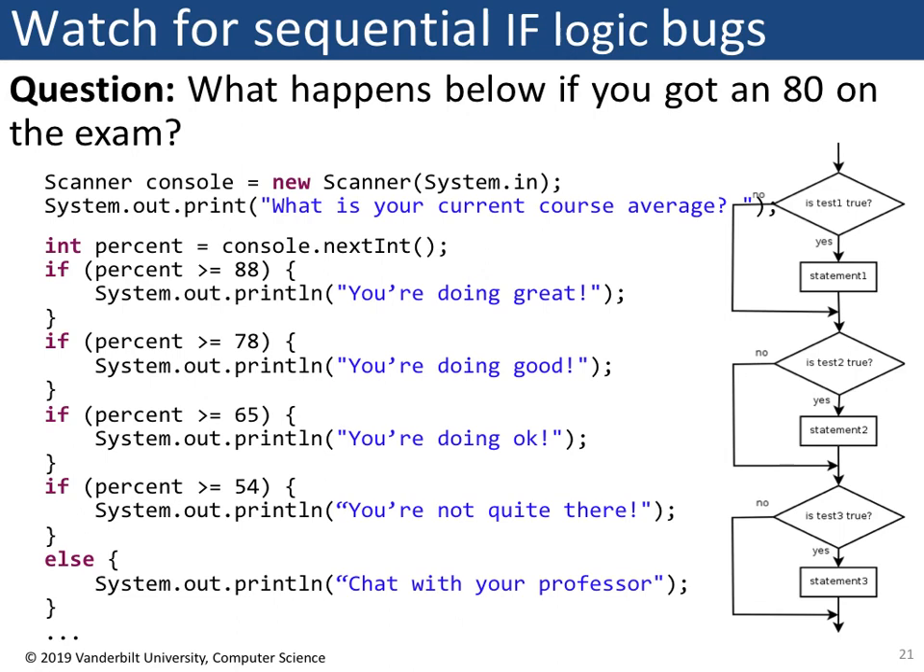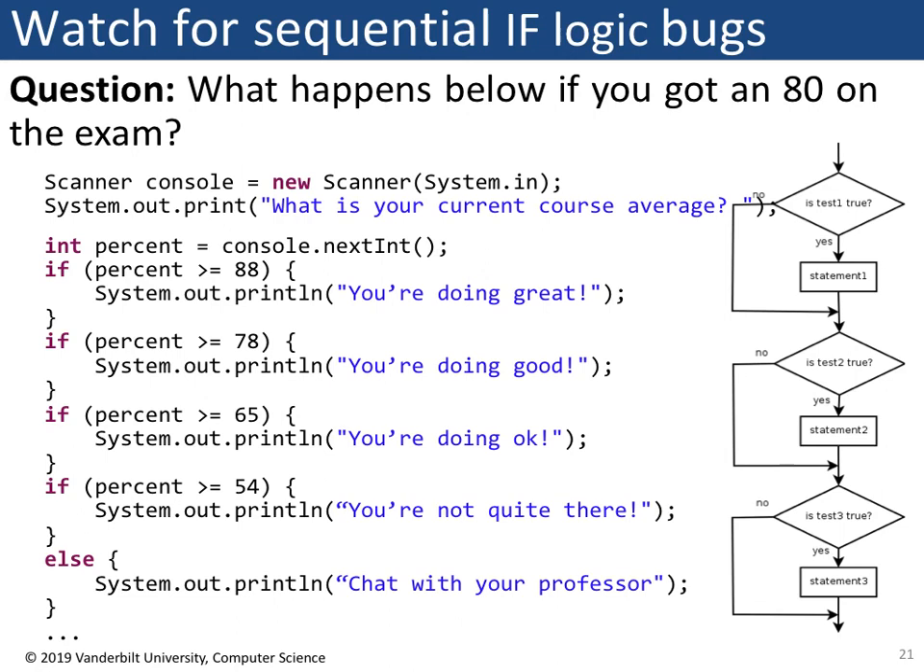Now, the issue is here that these if statements are not related. They're individual. So we're going to check if the grade is greater than 88, if it's greater than or equal to 78, if it's greater than or equal to 65, if it's greater than or equal to 54, and then the else is only connected with the previous if. So else's want to glob onto if statements. So an else is going to associate itself with the most recent if statement.